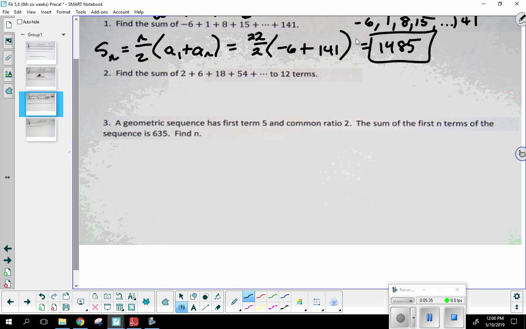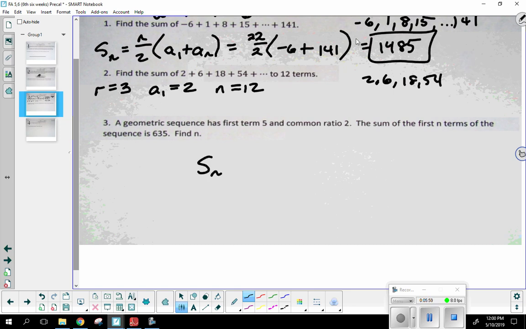Let's see. If I look at the sequence, it's 2, 6, 18, 54. So you're saying I'm multiplying, right? What am I multiplying by? 3. So my common ratio, r equals 3. We know the first term is 2. We know n is 12. All we have to do here is plug in. There is nothing we have to find.